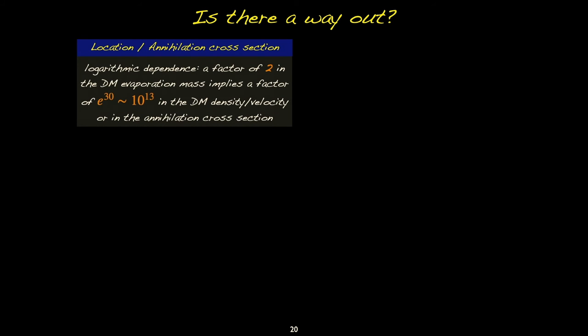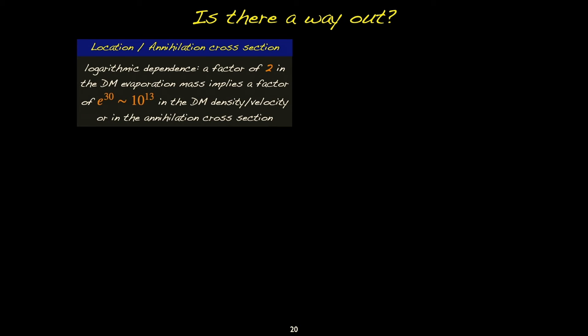So is there a way out? Can we actually get a different evaporation mass by varying parameters in crazy ways? For instance, what about the location and annihilation cross-section? As I told you, the evaporation mass depends logarithmically on most of the parameters involved in the problem. So a factor of 2 in the dark matter evaporation mass requires many orders of magnitude in cross-sections, density of the dark matter, or velocities.